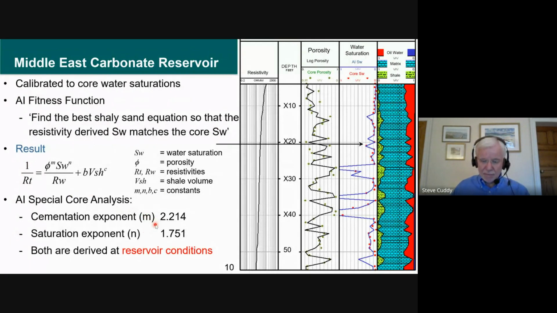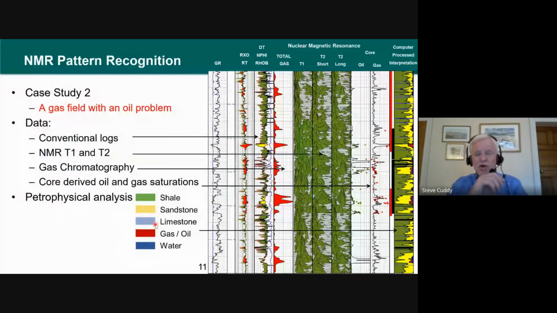Let me show a little bit more complicated machine learning. This is nuclear magnetic resonance pattern recognition. This is the second case study. There's an abundance of data.